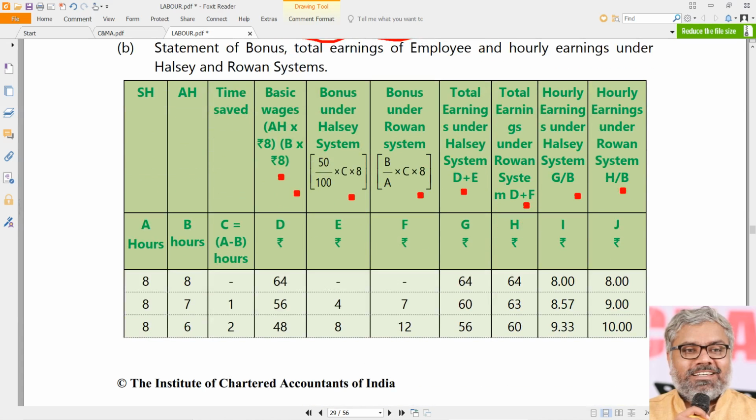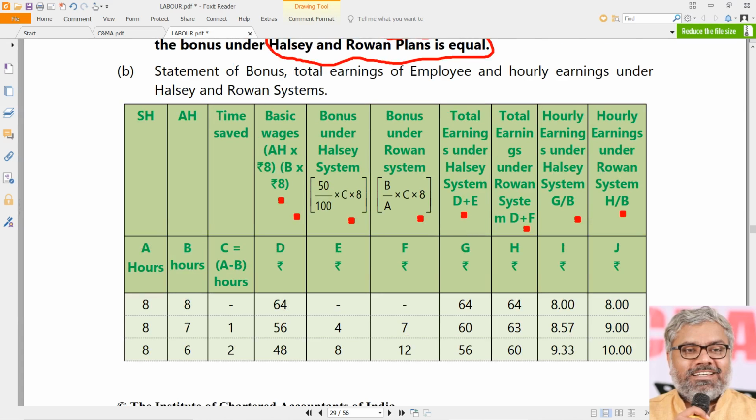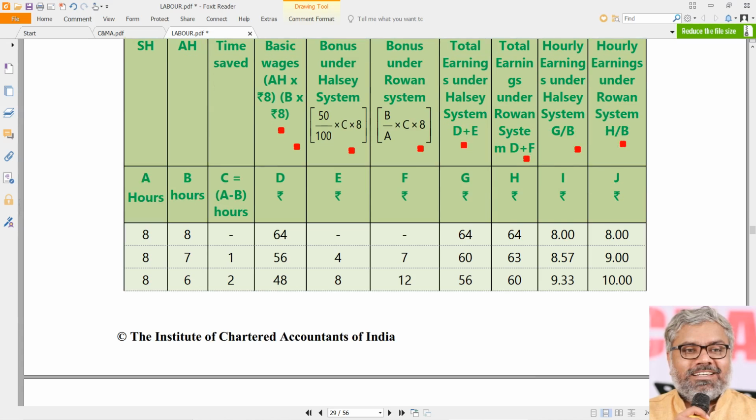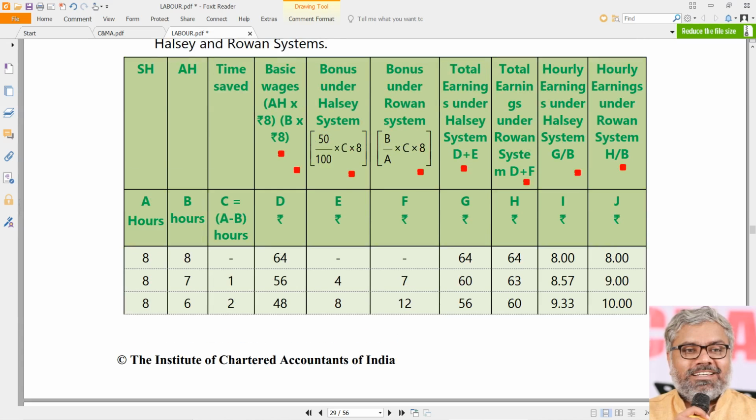You have to do it on paper. All things are very clear, but the point is you need to do it on paper. So practice this one and reduce the actual hours taken one by one progressively. Let us say initially no time saved is there. If no time saved is there, no bonus, only basic wages will come. So that is not the point.